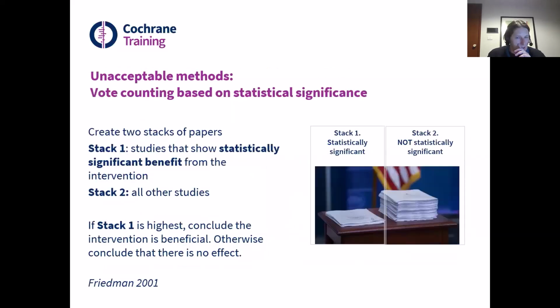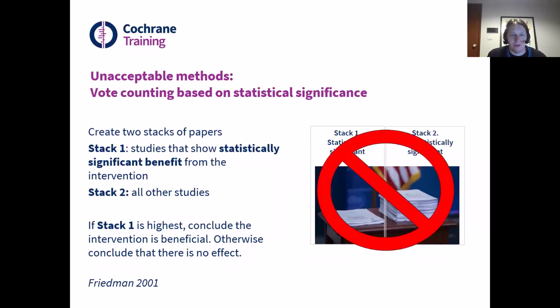So let's look a little bit further at vote counting based on statistical significance, because it's a very common practice. Essentially what happens is you create two stacks of papers. Stack one shows studies with statistically significant benefit from the intervention. Stack two is all other studies. If stack one is higher, you conclude the intervention is beneficial. Otherwise, you conclude there is no effect.